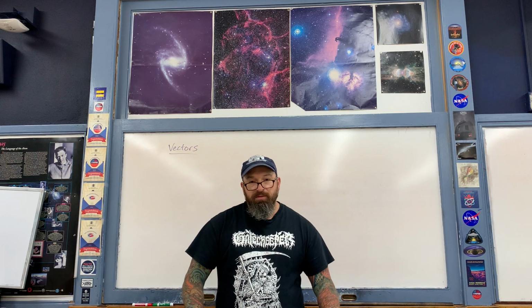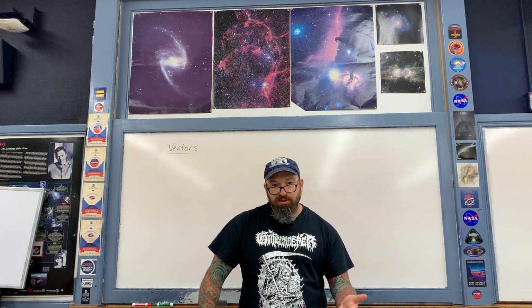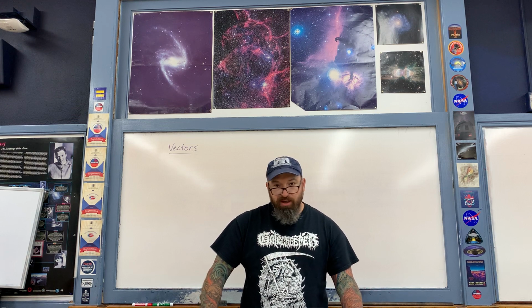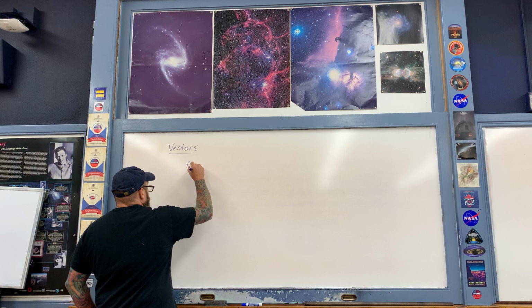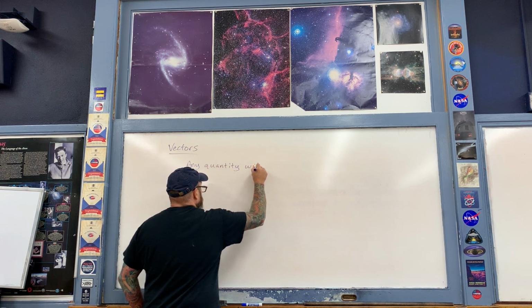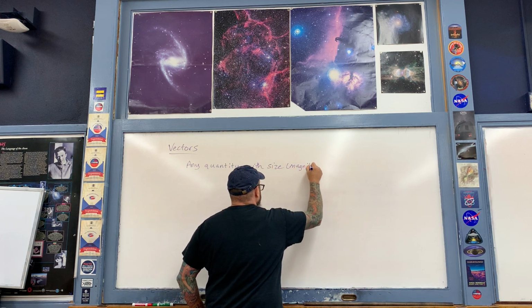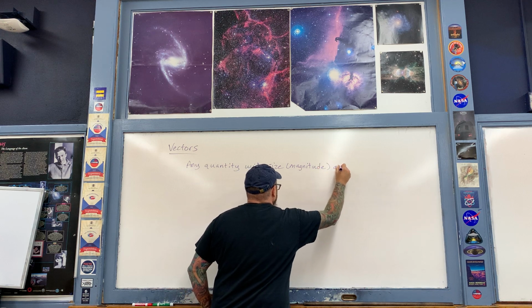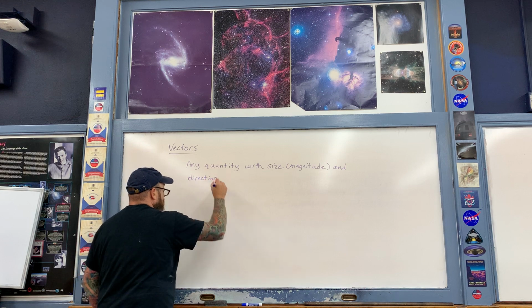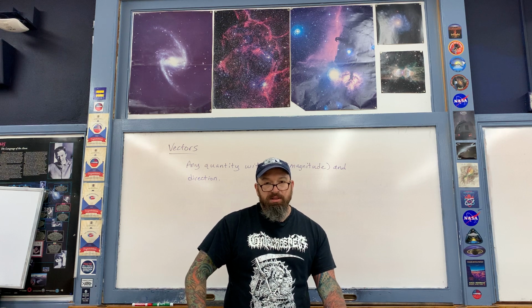Okay, so first of all, right off the bat, what is a vector? Well, a vector quantity is any quantity that has two things associated with it: a size, typically referred to as a magnitude, and a direction. Probably the simplest physical example of a vector quantity is position.